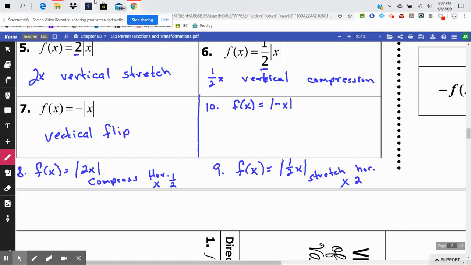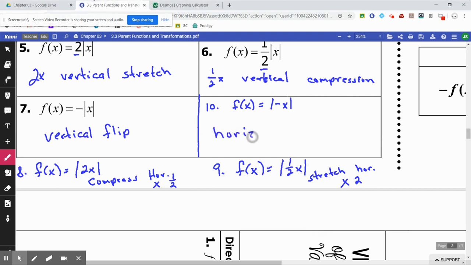So let's write that down. Anytime you apply a negative to the x, that would flip your graph horizontally. So that'd be a horizontal flip. And you can put, if you would like to, that'd be across the y-axis.